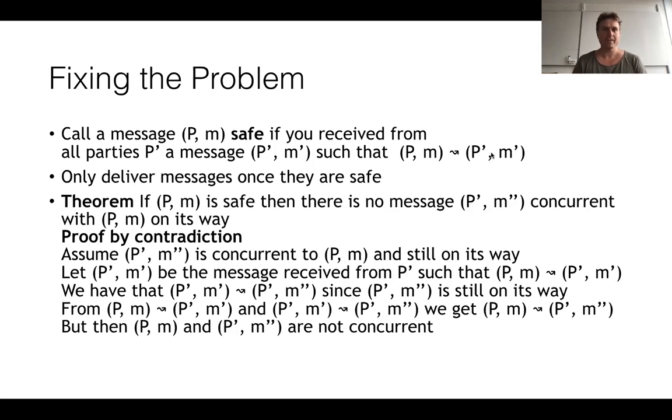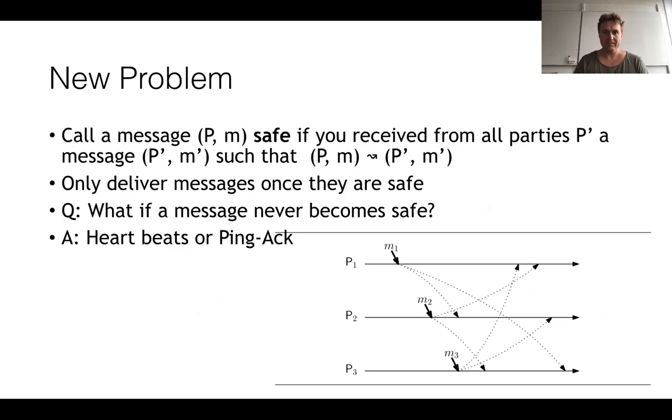Okay, that's it. Except it's not, because the system I described to you is safe. It will never make a mistake and deliver a message in an order where it shouldn't be delivered. But it's not live, right? Because remember, I only deliver a message when it is safe. What if it happens that some message never becomes safe? And this happens all the time.